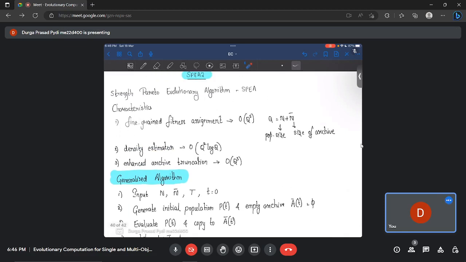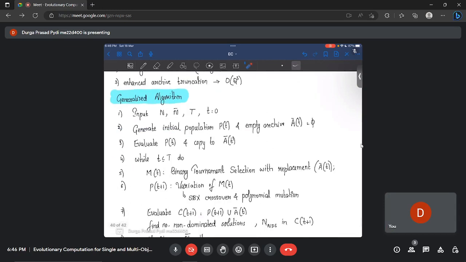In addition to what we had, previously we had some population itself, but now in addition to the population we have something called an archive. What is an archive? It is just some kind of place where you store all your non-dominated solutions. Basically, in our case, it will have some of the best solutions that you have encountered in your previous generations.